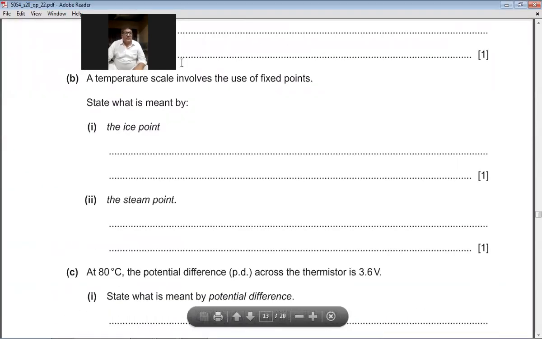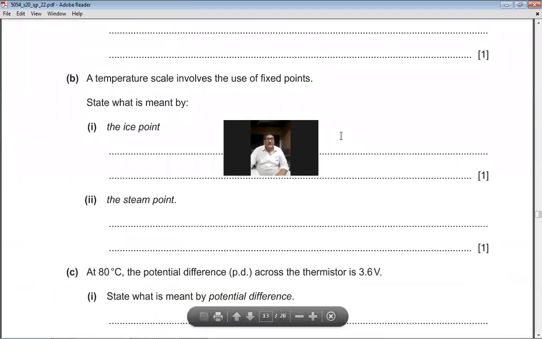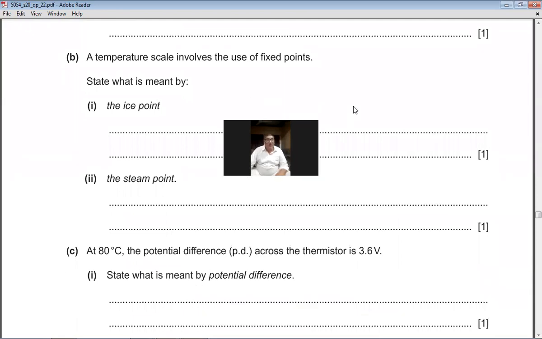The next question says that a temperature scale involves the use of fixed points. So what is meant by the ice point? Ice point is when your thermometer is in melting ice, and we believe that when you put the thermometer in the melting ice, the temperature will be 0 degrees centigrade. So whatever the level of that property is at that point, we will call it the ice point.